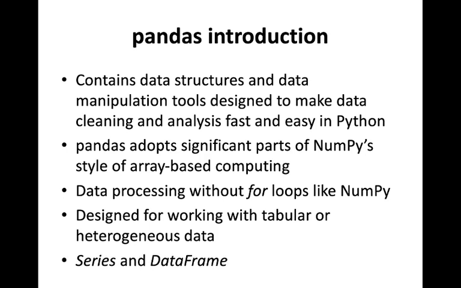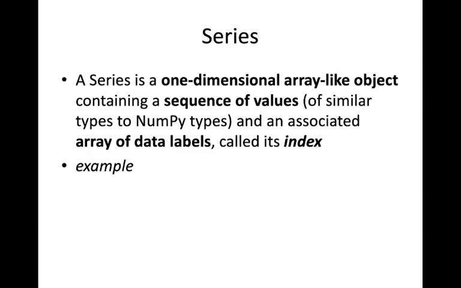There are mainly two data structures in pandas. First one is series and second is data frame. We will study about series in this lecture. Series is actually a one-dimensional array-like object. It's like an array containing a sequence of values. It is similar to NumPy types. And here we have an array of data labels, that is, we call it as index.